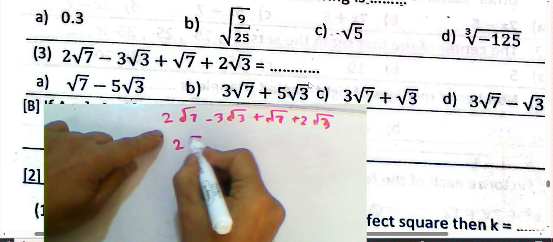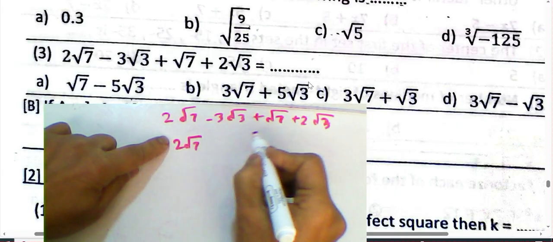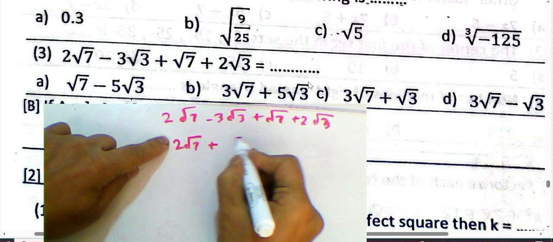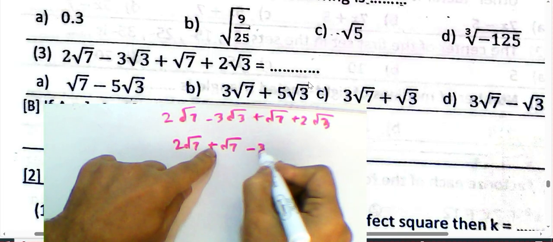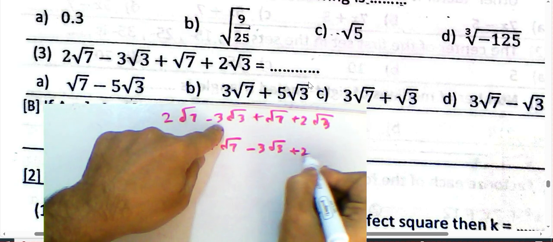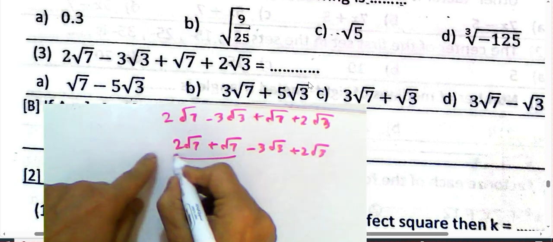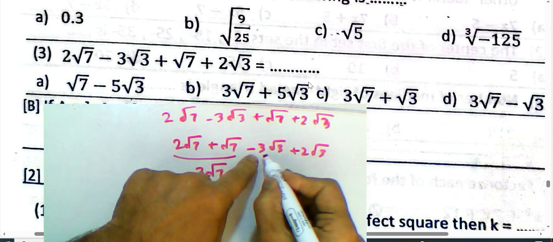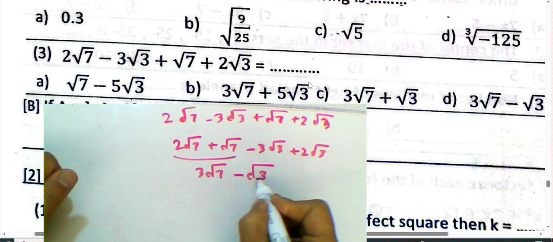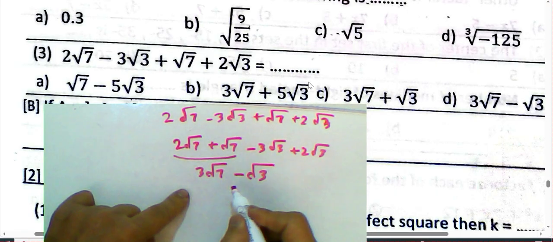First, we can write 2 root 7 by root 7, positive, and the negative 3 root 3 by 2 root 3. We can collect: it will be 3 root 7, and here negative 3 plus 2 gives negative 1 root 3. The answer will be letter D.